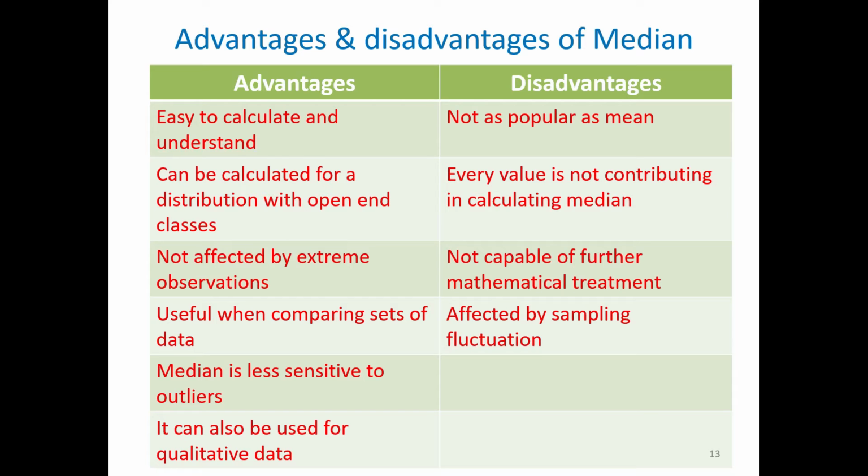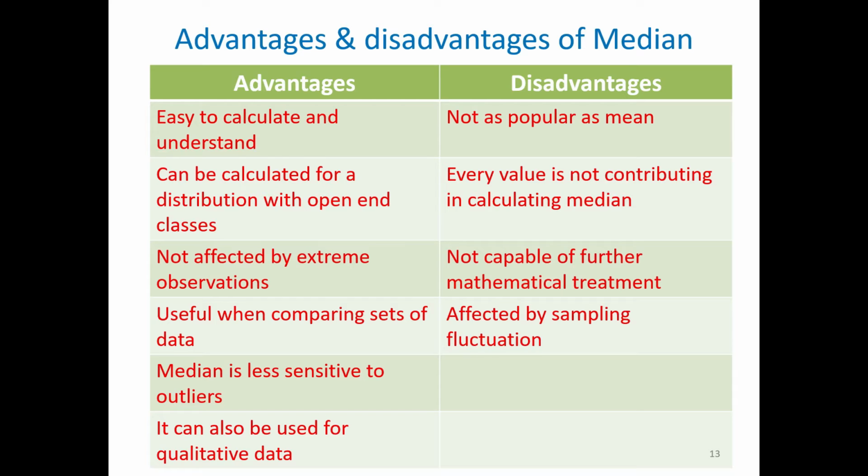The median is less sensitive to outliers. Whatever the outlier is, it doesn't matter much, because the median is... sorry, the one occurring the maximum number of times is the mode. The median is where we divide the whole data into two equal parts. That's it. That is why it is less sensitive to outliers. It can also be used for qualitative data.